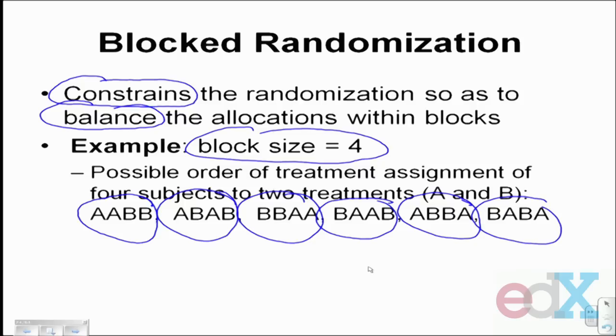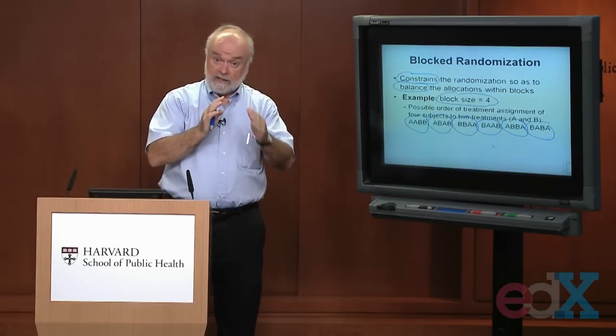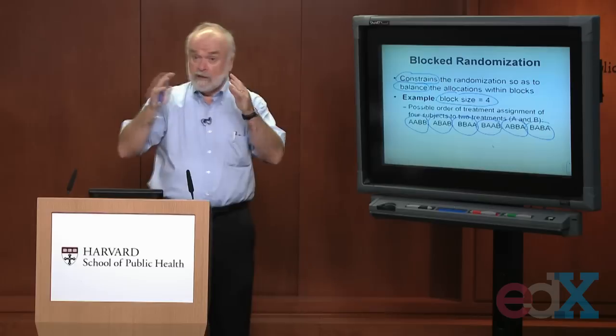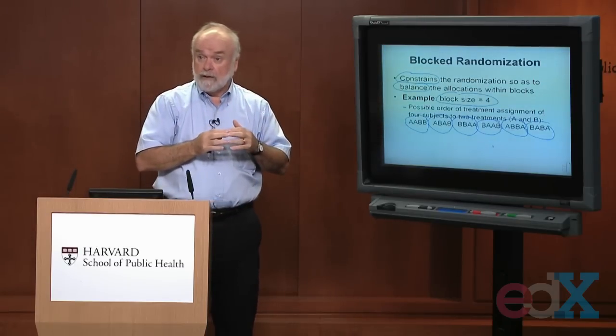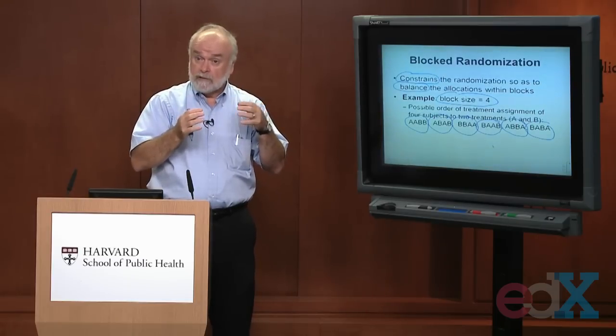There are 6 possible ways, only 6, that I can take 4 people and assign them sequentially into a study under the condition that at the end of the sequence, 2 of them are given treatment A and 2 of them are given treatment B. So how could I use that knowledge to randomize people into my study?